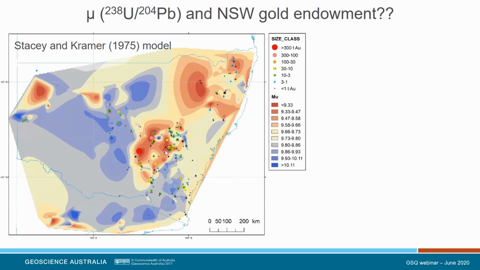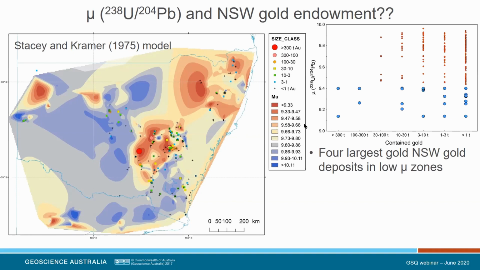But if we actually look at this, I've plotted the distribution of major gold deposits in different colors, indicating the different style of deposits and the different sizes of the deposits. If you take that and determine the mu values for all the deposits, and then look at the contained gold, we see that the largest gold deposits in New South Wales are strongly associated with the very juvenile crust.